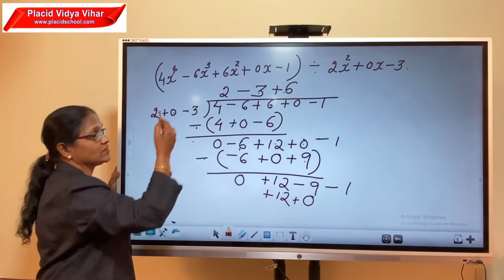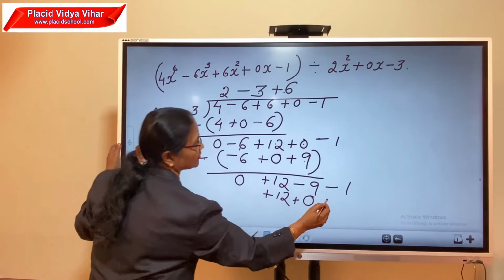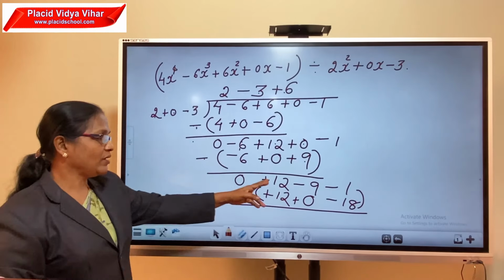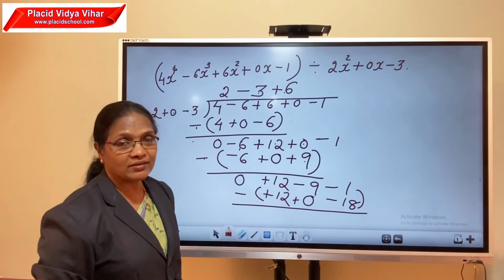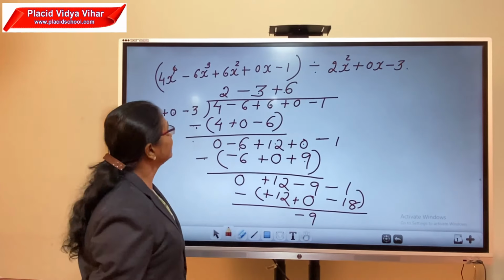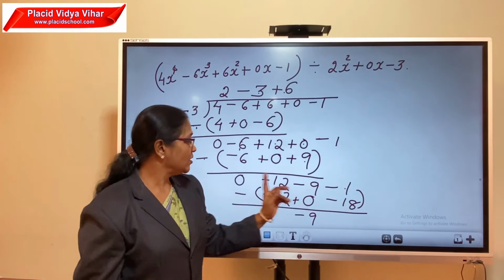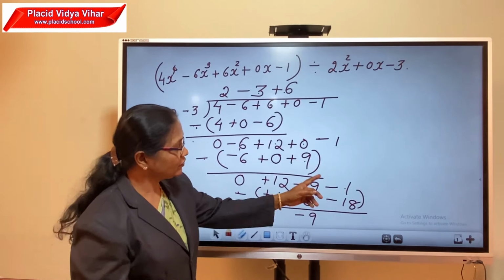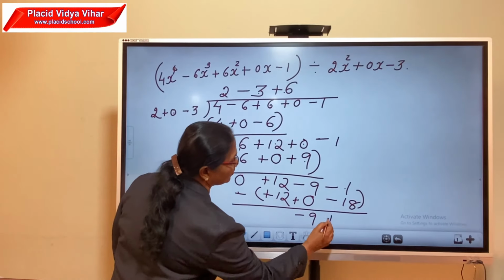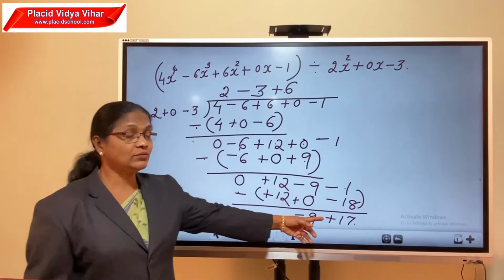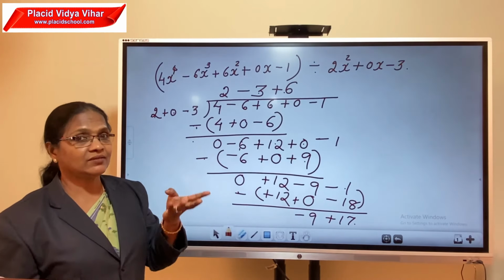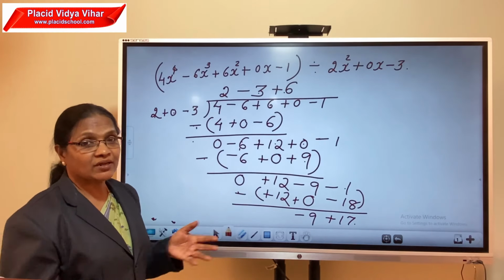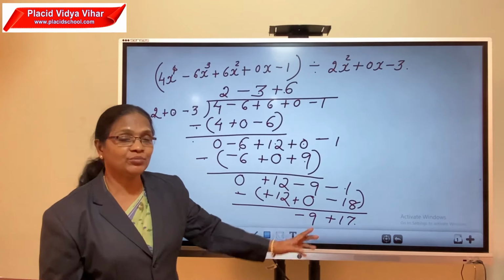Positive 6 into negative 3 is negative 18. Therefore it is negative 18. 12 minus 12, 0. Negative 9 minus 0 becomes negative 9. Then negative 1 minus negative 18. Negative into negative becomes positive. Therefore, negative 1 plus 18 equals plus 17. Here only 2 terms, but in the divisor there are 3 terms. Further we can't move. Therefore, this is the last step, negative 9 plus 17.